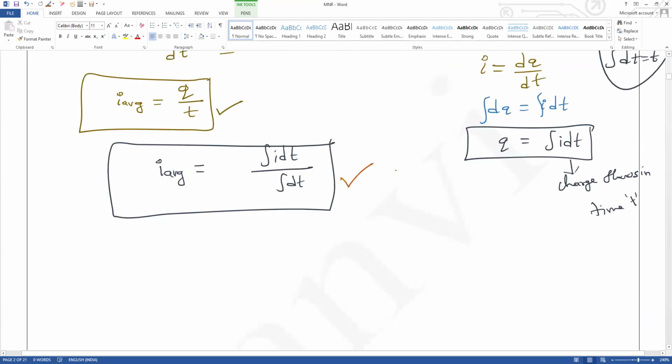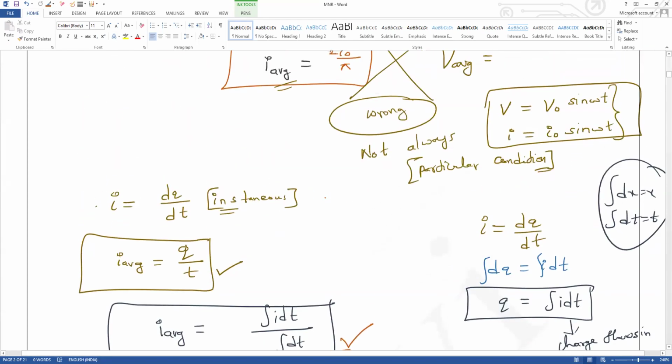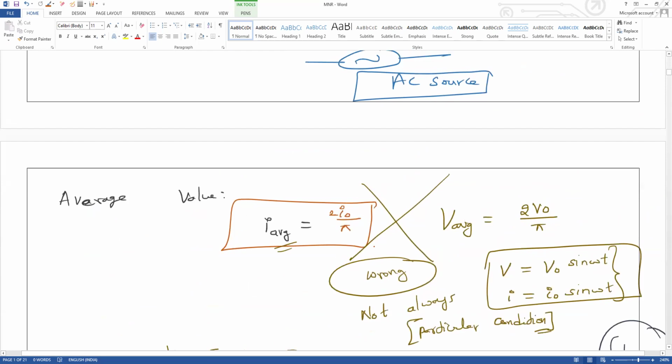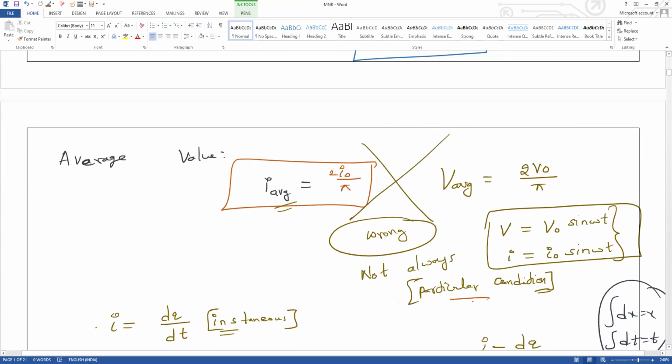So what is the most standard formula? Integral I dt divided by integral dt. Do you understand? The formula which we studied is only for a particular condition. We'll discuss what that condition is.